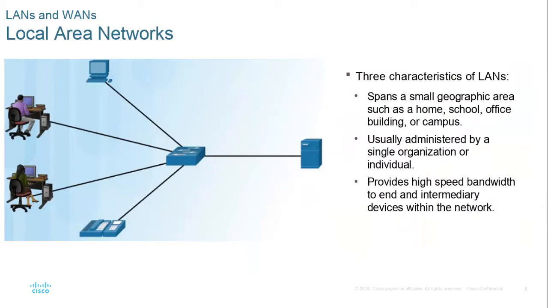Okay, three characteristics of LANs: small geographic area, your house, a school, an office building, a campus, usually administered by a single organization or individual, and fairly high-speed bandwidth to all the devices that are present within the network. So most modern home routers have gigabit Ethernet connection speeds to all the devices they're plugged into.